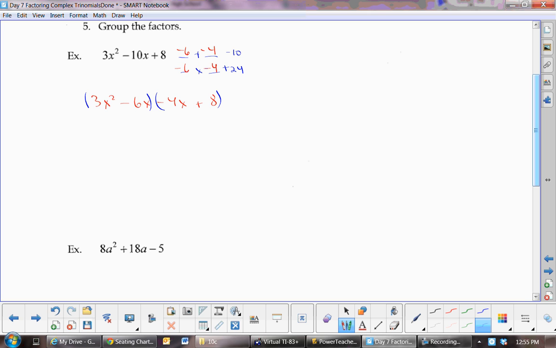Out of the first two, I'm going to take out a 3x. That leaves me with x minus 2. In the second one, I'm going to take out a negative 4, which leaves me with x minus 2. If I see this in both of them, I've done it right. I'm going to take out the common factor of x minus 2, and I will leave behind 3x minus 4. Okay?